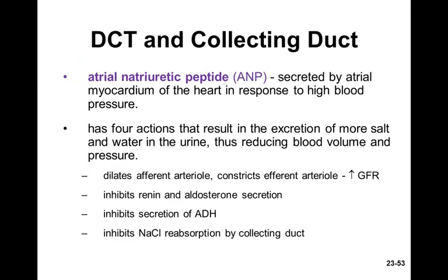Then you have the ANP. This is secreted by the myocardium of the heart in response to high blood pressure. And there are basically four actions that result in excreting more salt and water in the urine, which reduces blood volume and blood pressure. So urination is going to increase. It dilates the afferent arteriole and constricts the efferent, which increases the filtration rate. It inhibits renin and aldosterone. It inhibits the secretion of antidiuretic hormone, and it inhibits sodium chloride from being reabsorbed. So basically we're doing the opposite of what the aldosterone hormone does.